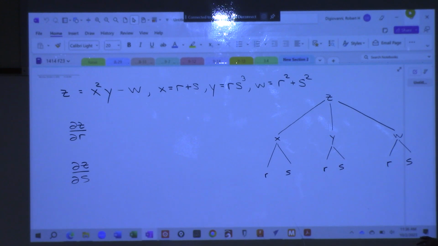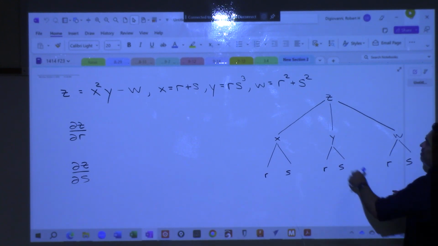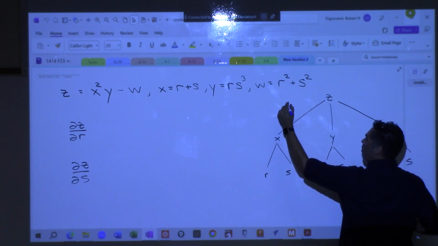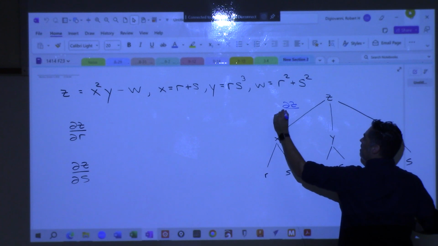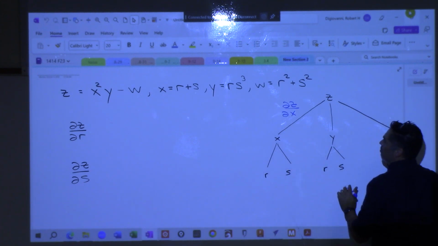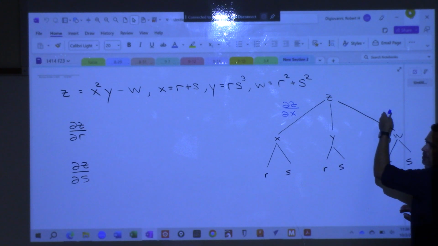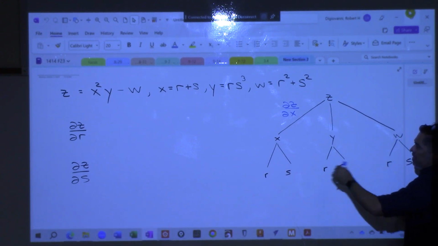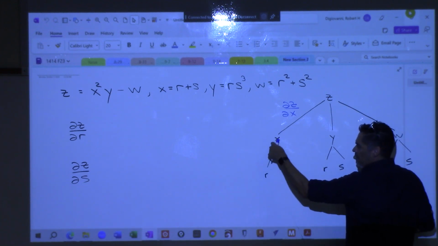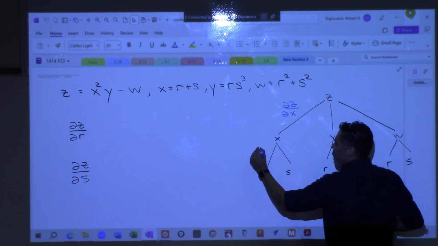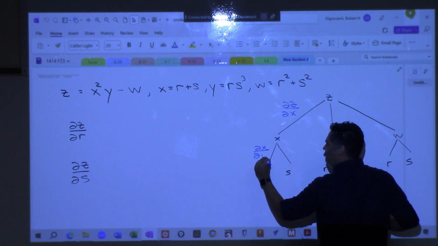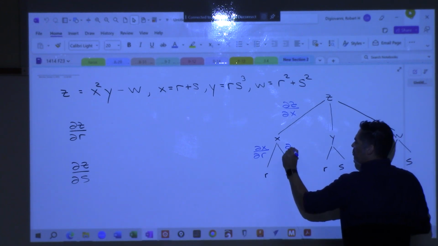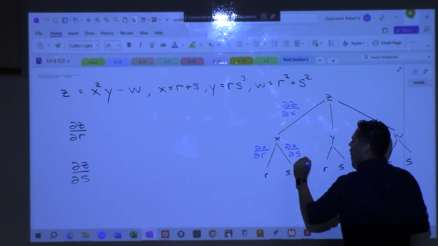Let's draw the pieces of the tree here. Down this branch, what derivative goes down this branch? Partial, right? Why is it not dz dx? Why is it partial of z with respect to x? There are two other variables, so you'd have to hold these constants to take that derivative, right? Okay, let's keep going down this branch. How about down this side? What derivative is this? Partial x with respect to r, because you would have to hold this one constant. What about this branch? Partial x with respect to s.